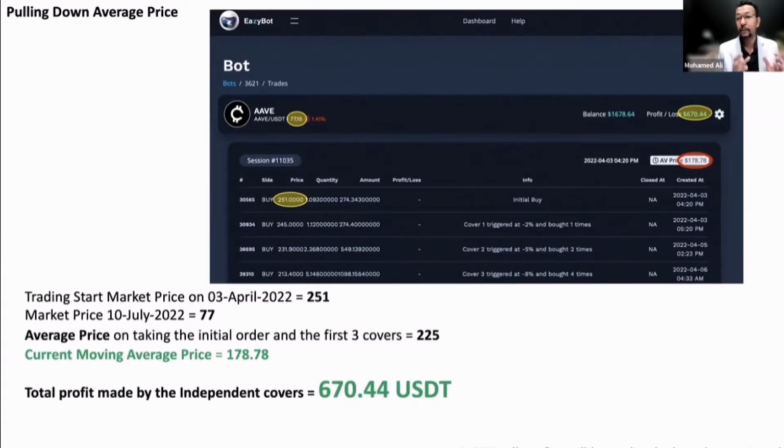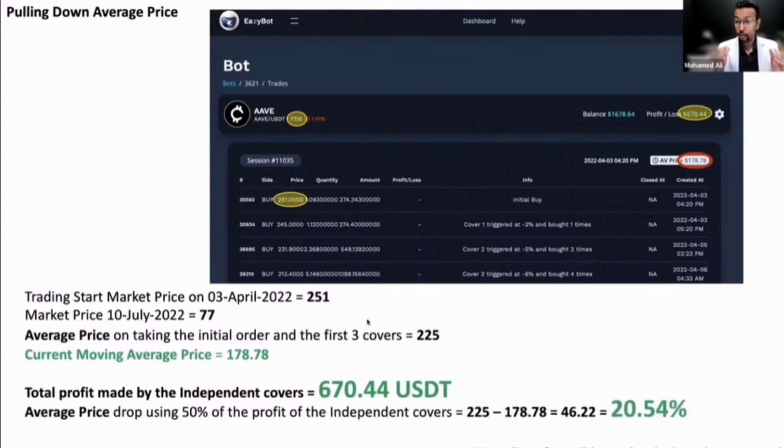and we're helping the cycle to close faster by using that 50% of the profit to bring the average price down and close the whole cycle. Let's calculate this profit or this drop down of the market. It dropped from 225. This is the average price, which started on the top, 225, and came down to 178.78. So that's a total drop of 46.22 USDT.